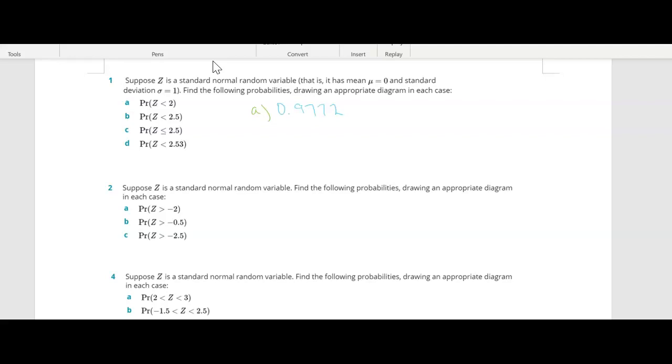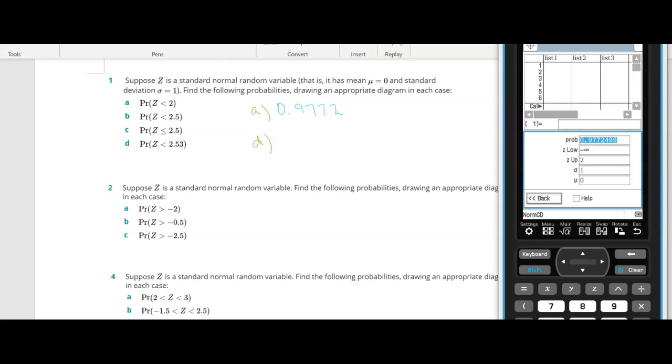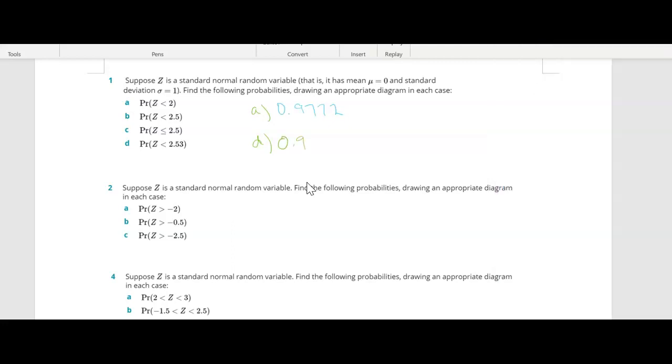The only thing that's changing is 2.5. B and C are the same, so it doesn't matter if you're less than or equal to, and 2.53. So each time you're looking at a greater area. Let's just do D. Go back to the calculator, and your upper limit is 2.53. You can see our area has increased, our probability has increased, so 0.9943.